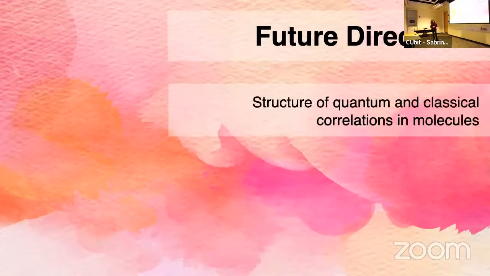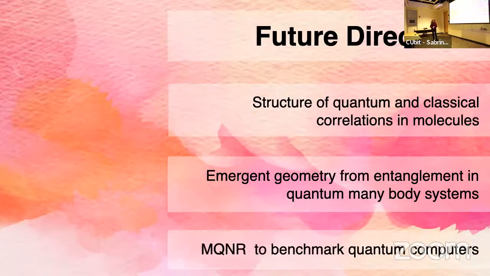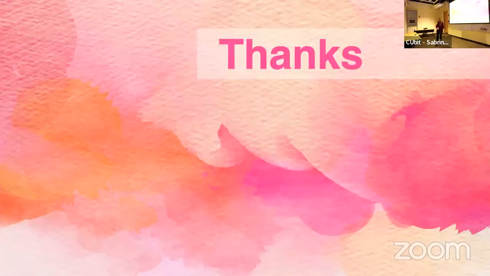Future direction, we want to apply this to the case of molecules. I mentioned one of the papers, and indeed two of the authors of that paper are working this time in my startups. It's also interesting to apply this to emergent geometry from entanglement in quantum many-body systems. This is something that one of my PhD students is doing, more related to quantum gravity applications. And very interestingly, they can be very useful to benchmark quantum computers and quantum simulators. This is everything I wanted to say, and thank you very much for your attention.